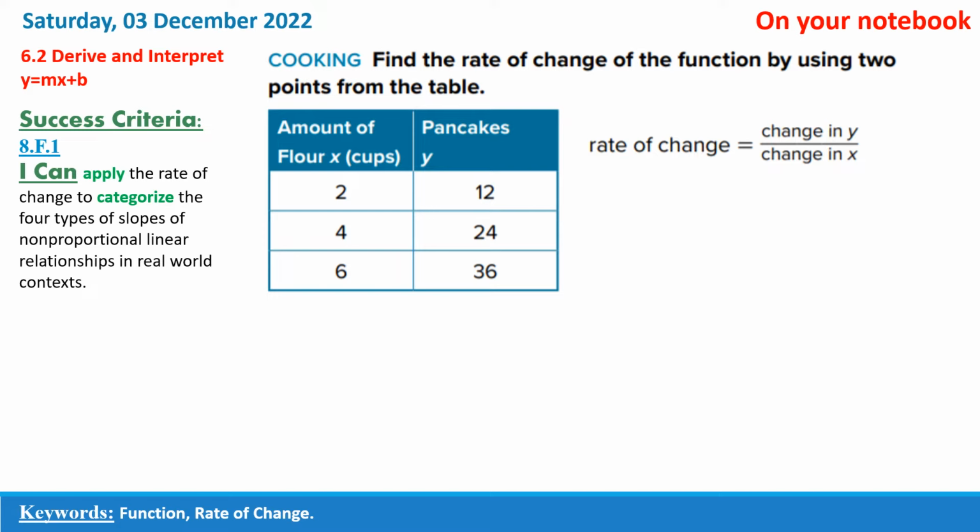Look at this table and let's try to write the rate of change or the slope. So the formula is y2 minus y1 over x2 minus x1. Each x value has one y value. So if you say that this is x1, then this one will be y1. This is x2 and this is y2. Now put it in the formula.